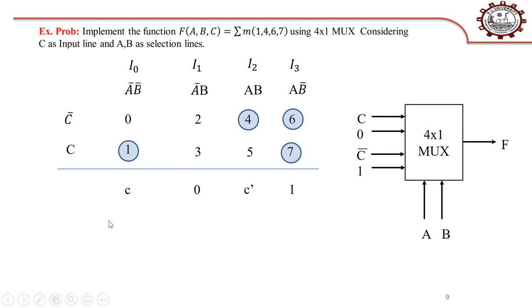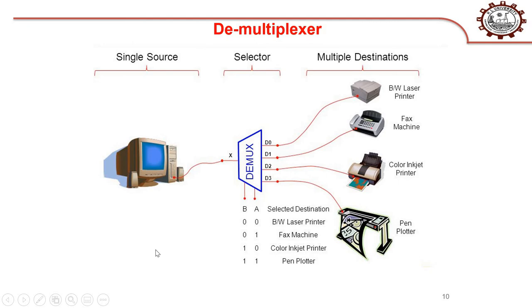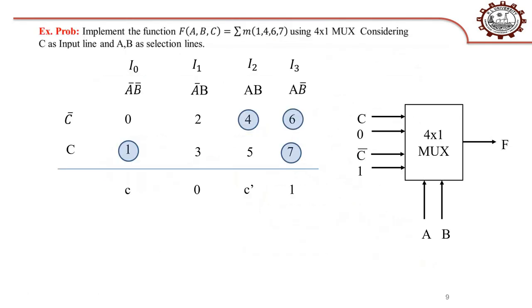Now connect whatever outputs you got. From this table, C 0, C bar 1 go to a 4:1 multiplexer, and apply AB as the selection lines. When you are taking ABC terms, apply the A value, B value and C value. Apply all those and you will get the corresponding output. All of you verify that, and that is the multiplexer. So now I will explain the multiplexer.